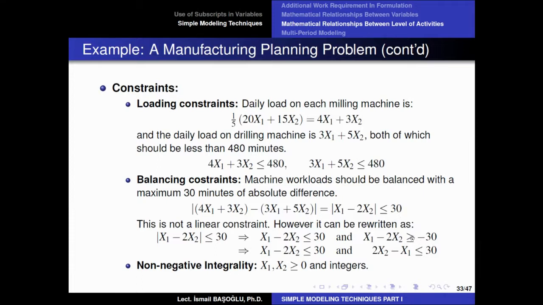And obviously, this right-hand side can be made positive if we multiply both sides of this inequality by minus 1, which means while x1 minus x2 is less than or equal to 30, x2 minus x1, which is the negative counterpart of the same function, should also be less than or equal to 30. So if these two constraints are satisfied simultaneously, this means that the absolute value constraint will also be satisfied.